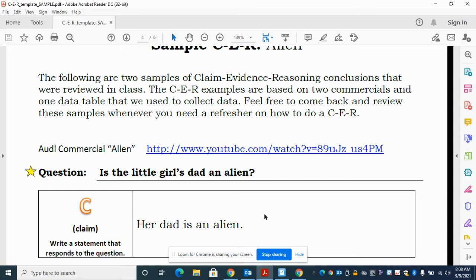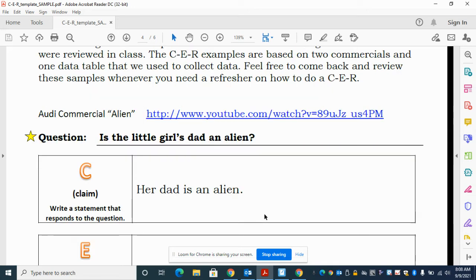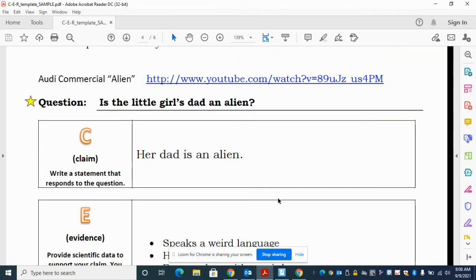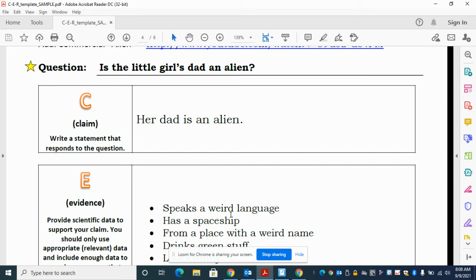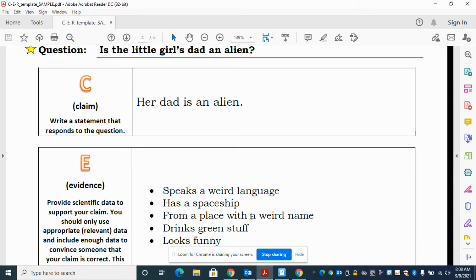Now, she had to have evidence to back that claim up. So what was her evidence? You can go back and watch that if you want to. But her evidence was, hey, he speaks a weird language. He has a spaceship, he's from a place with a weird name, drinks green stuff, looks funny. So all those things were evidence to her that allowed her to make that claim her dad's an alien.